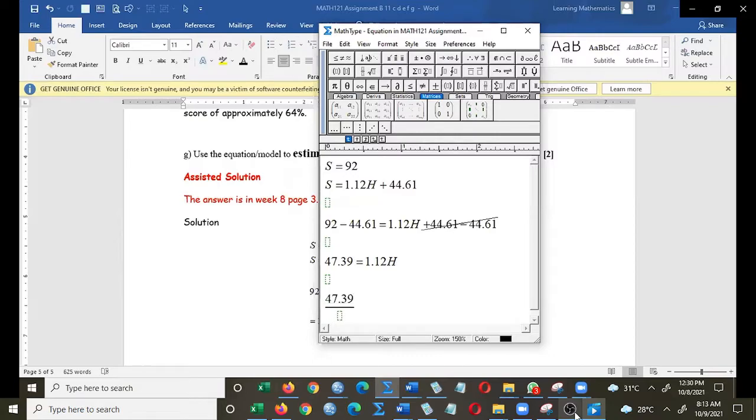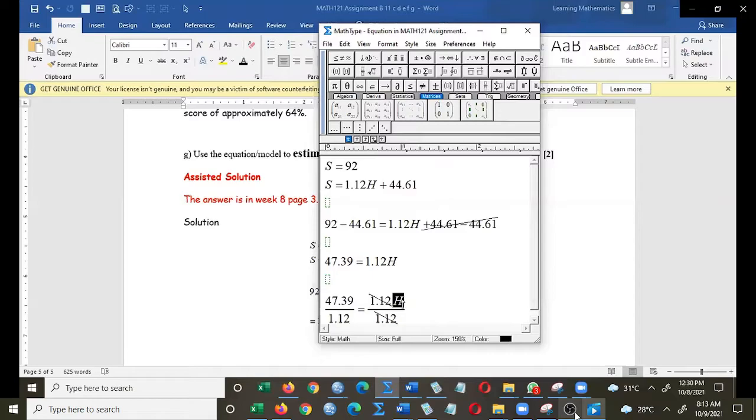47.39. And you see, I put a little denominator under the 1.12. Why am I doing that? What do we want to do? We want to cancel out 1.12 by dividing on both sides, because we want to make hours of study the subject of the equation. We're solving for hours.